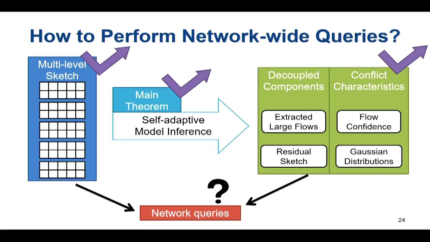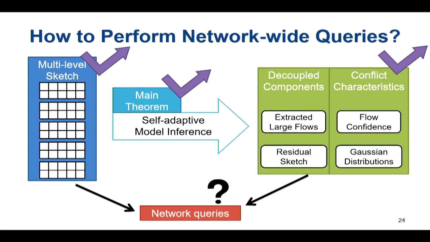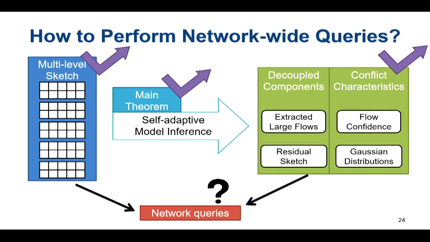So our conflict model is composed of two parts. The first part contains some large flows associated with their flow confidence. And the second part is a residual sketch with some Gaussian distributions to characterize its sketch counters. And our final problem is how to utilize this conflict model to answer user queries.